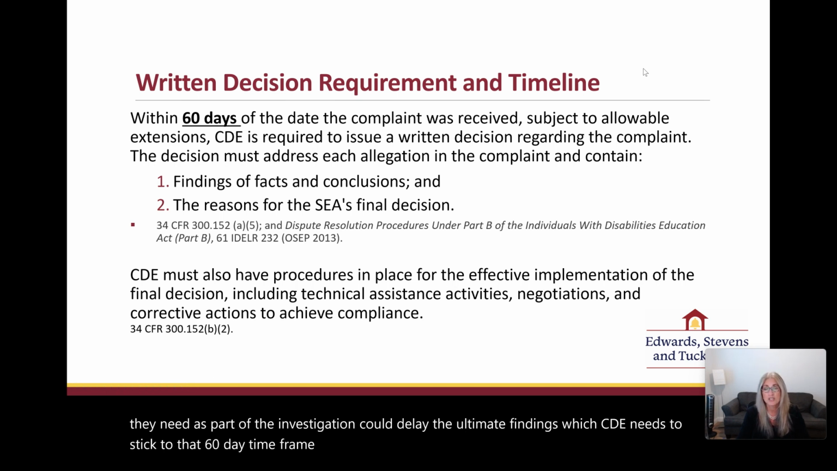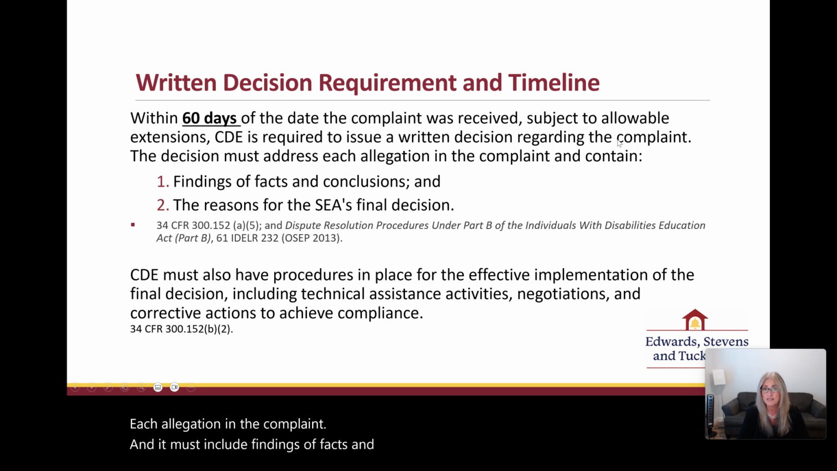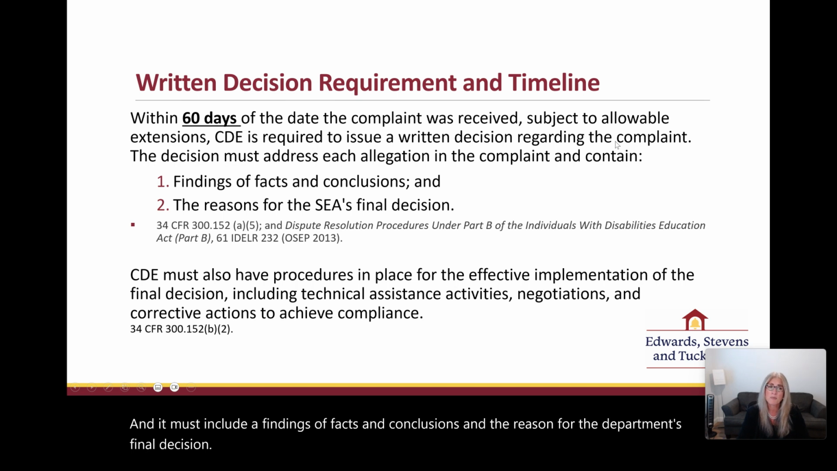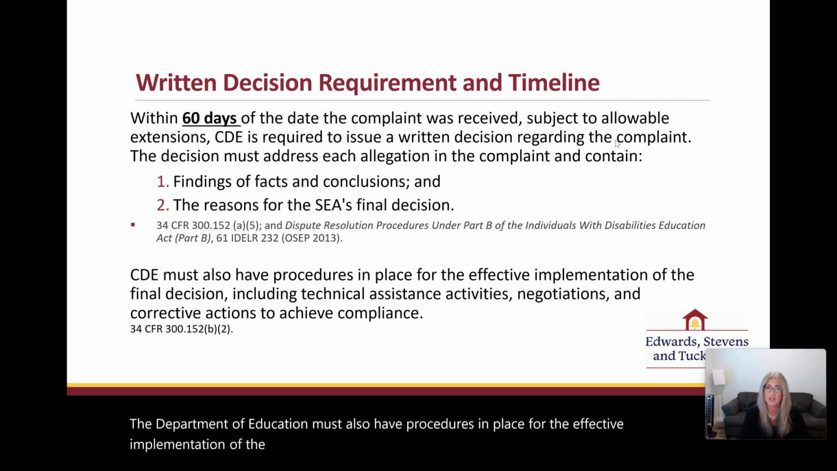So the decision must address each allegation in the complaint, and it must include findings of facts and conclusions and the reason for the department's final decision. The Department of Education must also have procedures in place for the effective implementation of the final decision, including technical assistance activities, negotiations, and corrective actions to achieve compliance.